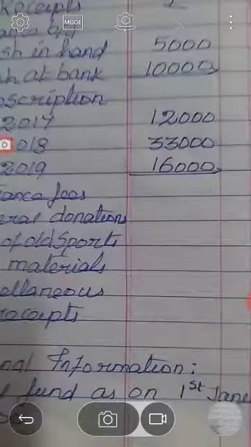Then next one, miscellaneous receipt. So it is an income. Miscellaneous receipt 500. It is an income. It should be shown on the income side by miscellaneous receipt 500. The next, expenditure side.